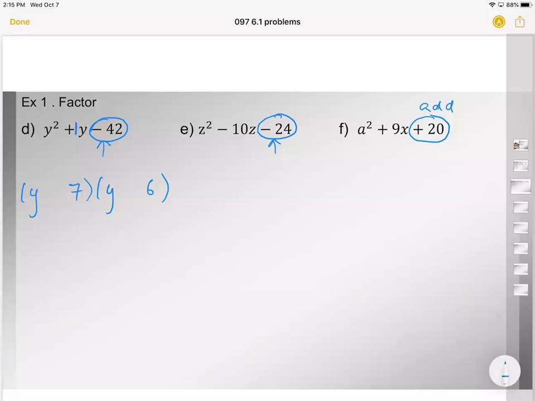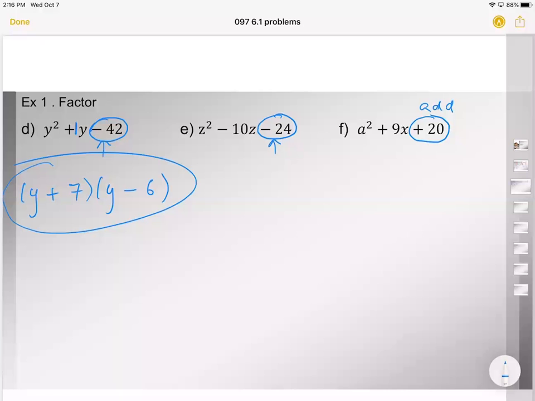And if you remember, if you subtract, the larger number will get the sign of the middle term, while the other number will be opposite. Okay, so this is what we have in terms of the first item. In terms of D, we think in terms of subtraction. 7 times 6 will give me 42, or 7 times a negative 6 gives me a negative 42, and 7 minus 6 gives me a positive 1.